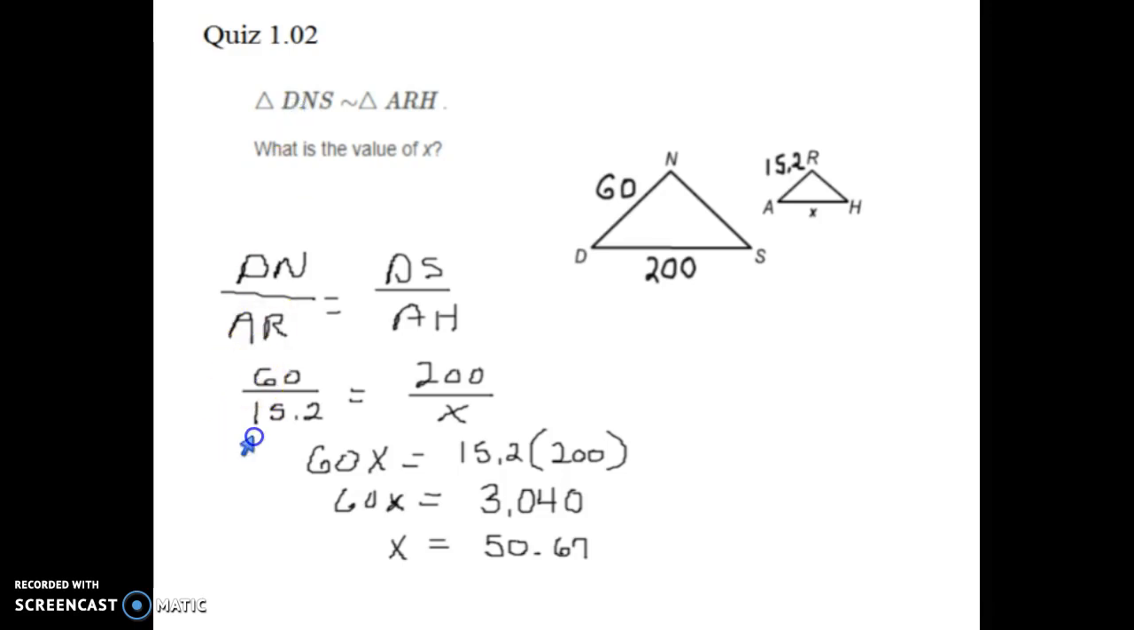So you can look at your picture or look at the similarity statement. Plug in the values that I've been given. Cross multiply. 60 times x is 60x. 15.2 times 200 is 3040. Divide both sides by 60, and my x value is 50.67.